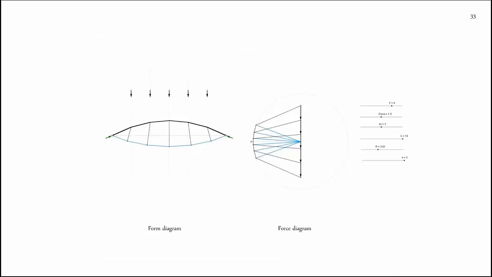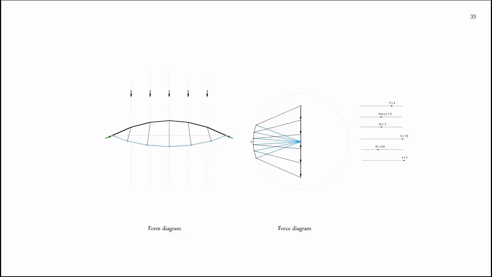So in graphic statics, generally speaking, we have two types of diagram. One diagram, which you can see on your left, is called the form diagram, and that gives you the geometry of your form, the location of the supports, the length of the members, and the line of application of your forces. The other diagram on your right is called the force diagram, and the force diagram will tell you that the forces that are in the form are in equilibrium.